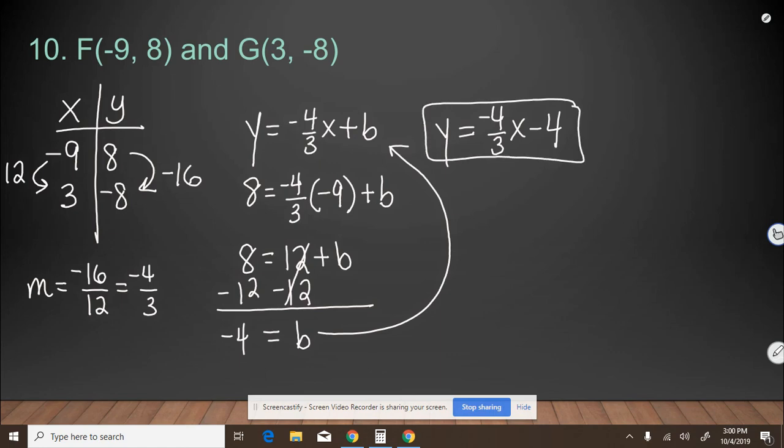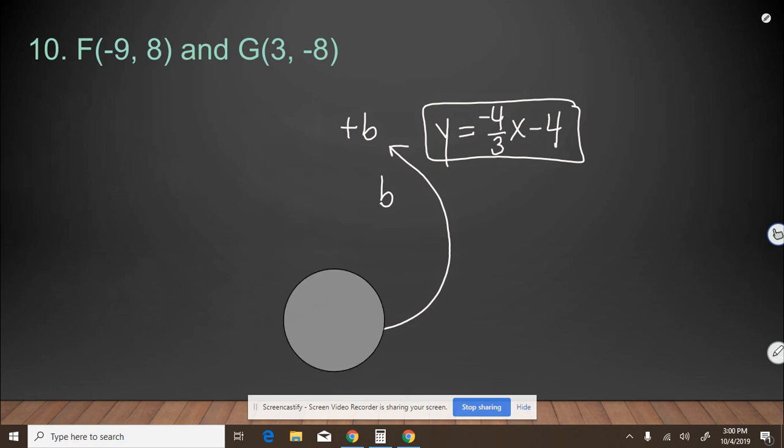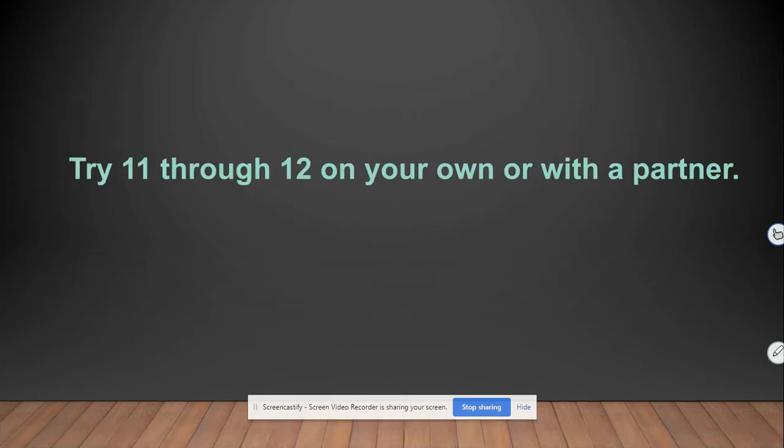All right, so these can be tedious and require quite a bit of work, but if you do it this way, you will always get the right answer. All right, so you are now on your own trying 11 through 12 on your own or with a partner. Check in with me to be sure you've got the right answers, then move on to the exit ticket, and last, the homework.